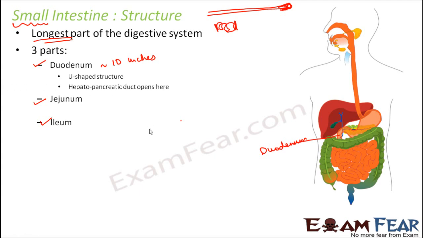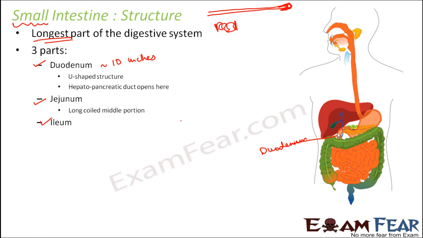The hepatopancreatic duct opens here. You remember I was talking about the liver and the pancreas. All the bile from the liver and gallbladder and all the pancreatic juice from the pancreas come through their respective ducts, and their ducts combine to form the hepatopancreatic duct. As you can see here, this is the common bile duct, and this is the hepatopancreatic duct, and all of them join together and open in the duodenum. So they give their secretion to the duodenum.